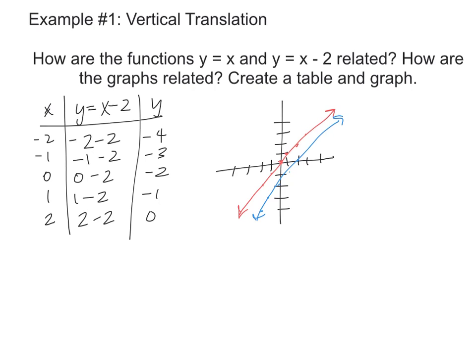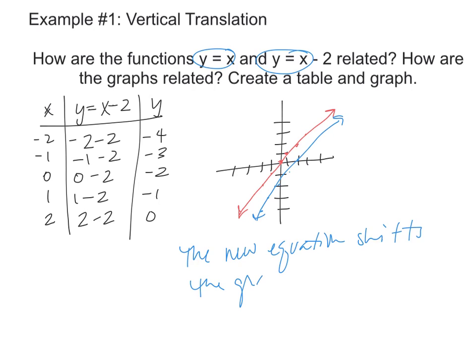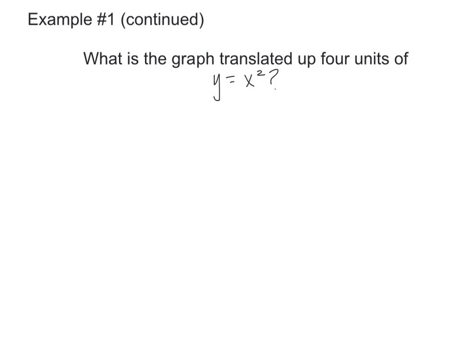What we should see is that, first of all, the equations are related because they're both linear. And the graphs are related in the sense that the new equation shifts the graph down 2 units. And that should kind of make sense to us because it's shifted down, right there, down 2 units. So this is example 1 continued.